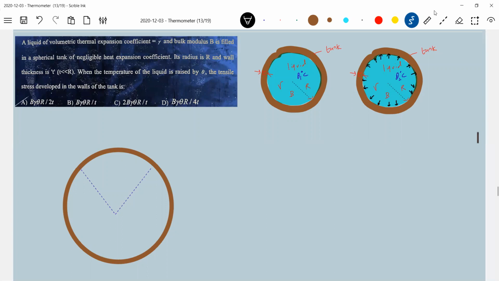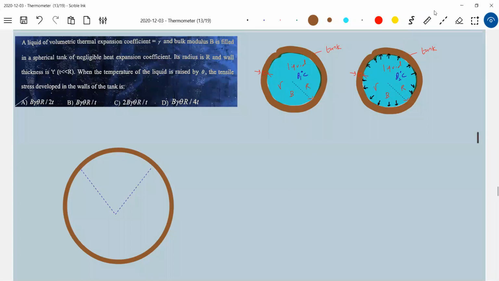So what will happen to the tank? Yes, the tensile stress developed in the walls of the tank. That has to be determined here. So radially, the liquid wants to expand the tank. The tank is under stress now. So who will balance this force? The radial outward force is there.